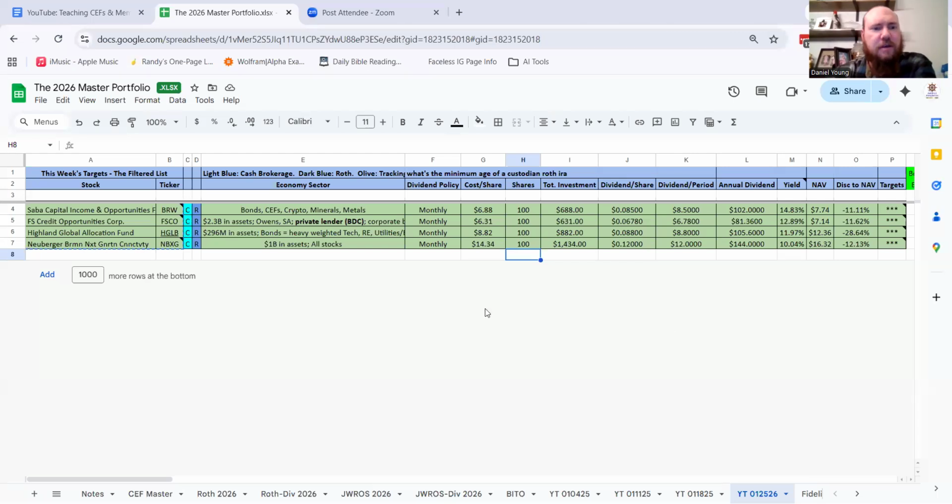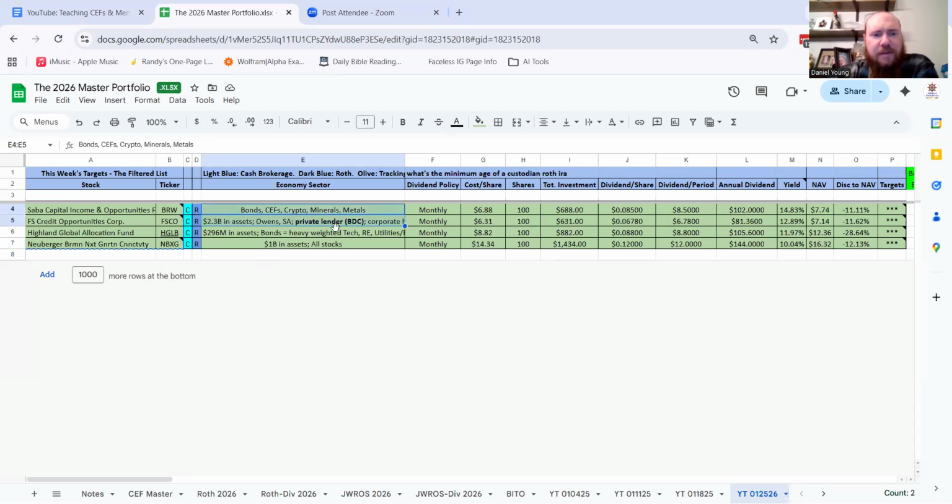The final four for this week are these. And yes, we own each one. It's the best decision for us, for me personally, for our portfolio. C is cash brokerage, R is Roth. So I will tell you why I stuck with these four.